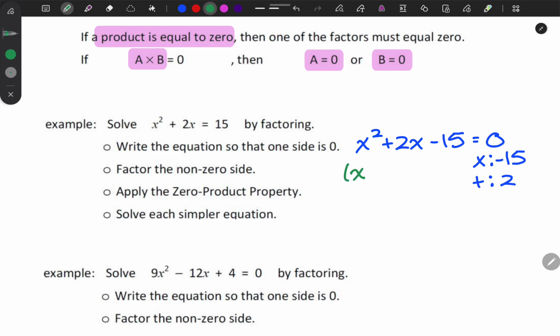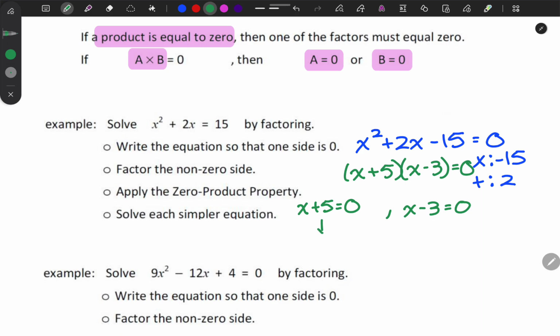All right, let's use those numbers. We have x plus 5 times x minus 3 is equal to 0. At this point, one of two things must be true. Either our first factor or bracket must be equal to 0, x plus 5 equals 0. If that's not true, our other case is that x minus 3 is equal to 0. And each of these cases gives us a possible value for x that will make the original equation true.